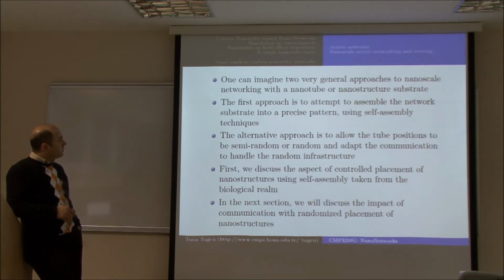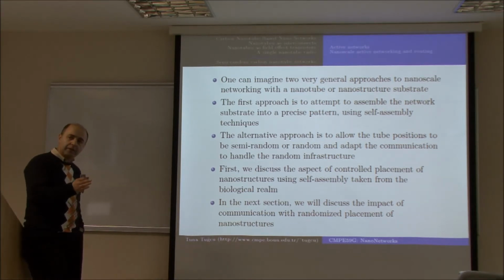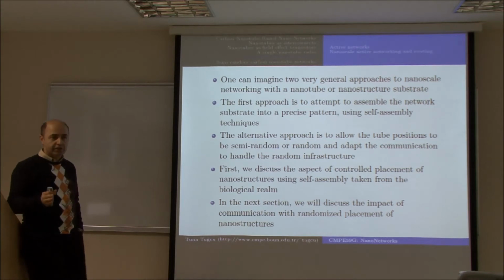So, in general, one can imagine two very general approaches to nanoscale networking with nanotube or nanostructure substrates. In the first one, you attempt to assemble the network substrate in a precise pattern using self-assembly techniques. That means actually laying the carbon nanotubes in the communication medium in a designed way, in the way you wish.